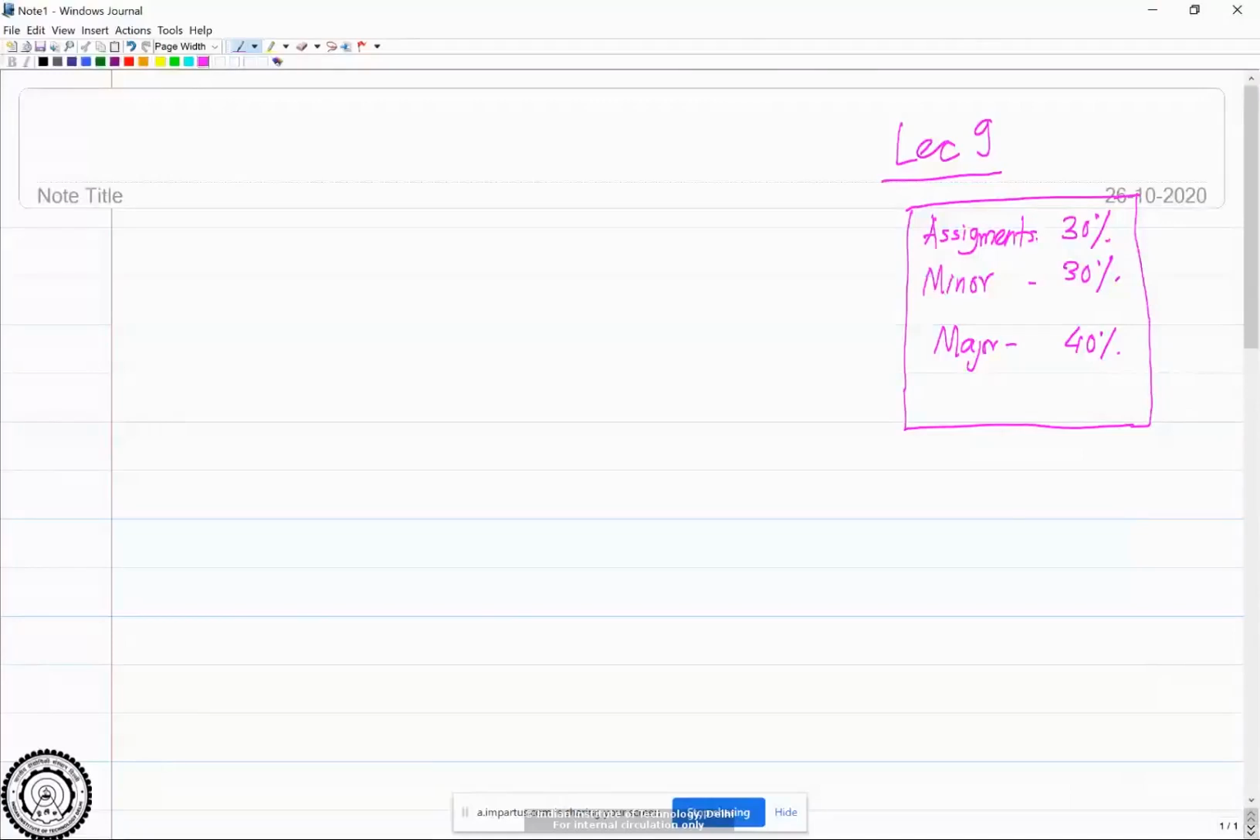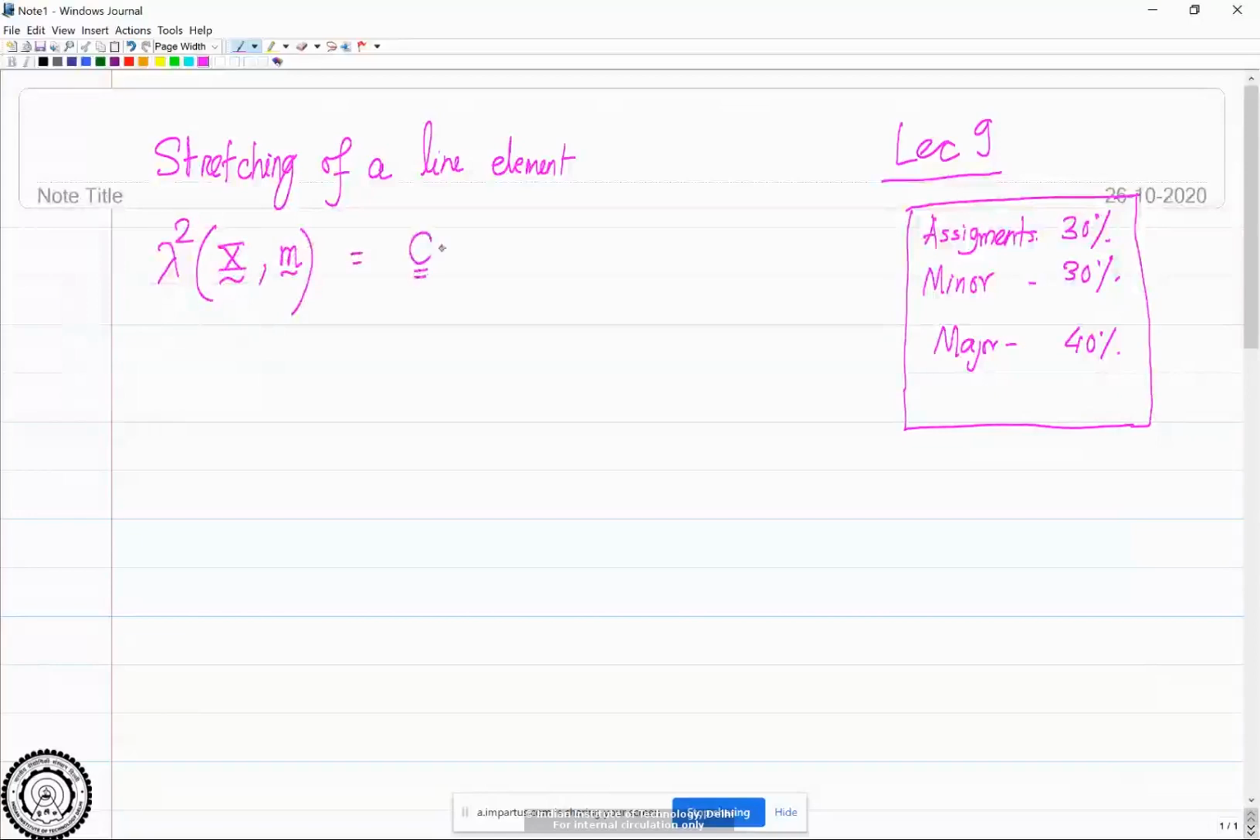So in the last class, we were doing the derivation for stretching of a line element, and then also we figured out the longitudinal strain. And the formula that we derived was that lambda square, the stretching square, at a position capital X in the reference configuration, and for a line element directed along the direction M, that's equal to C M dot with M, where C is the right Cauchy-Green tensor.